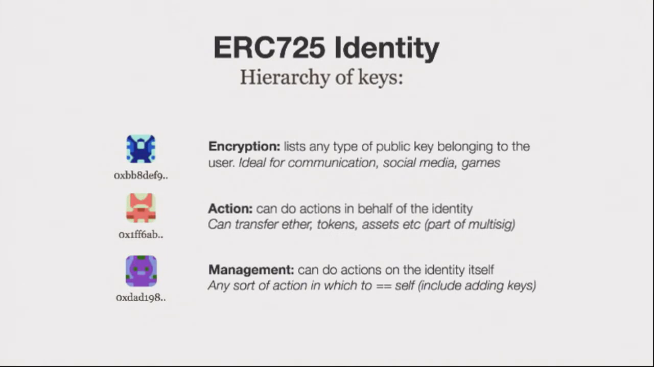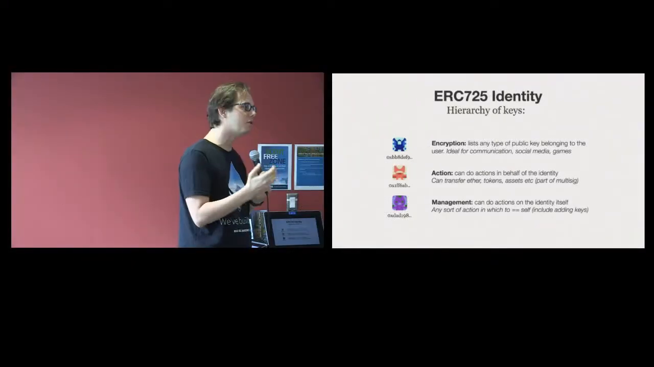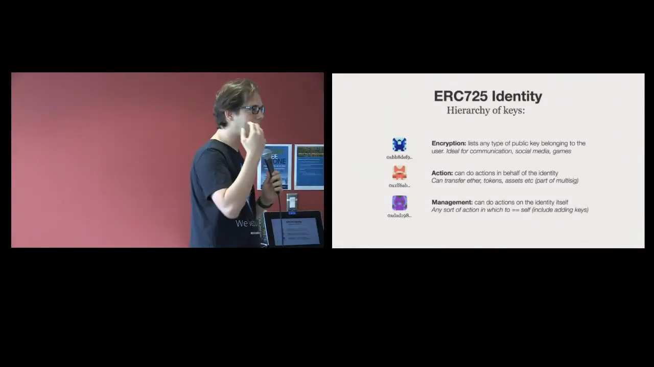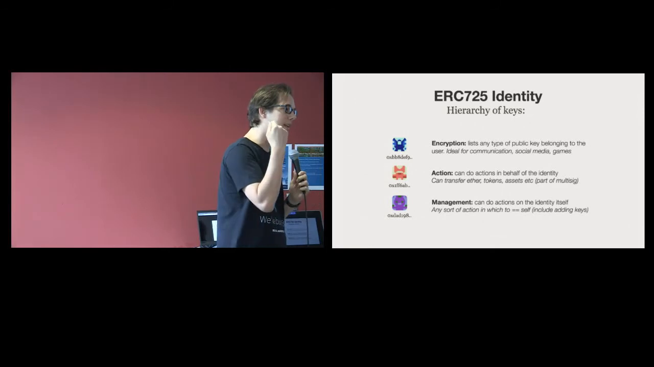And how can you do it? The 725 identity already has access control on those keys. Because what we're doing now is treating Ethereum keys not as keys to your funds, but as authorization tokens. They are just things that have the ability to sign messages and ask permission to do things.